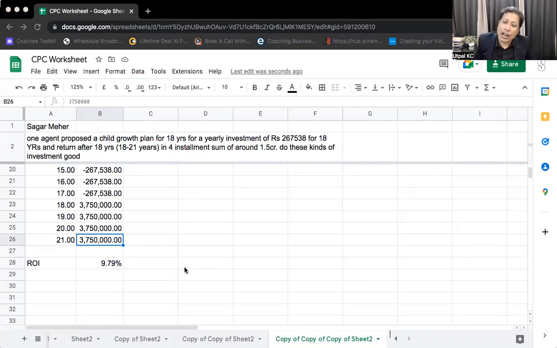Yeah, Radha Kanda, you can do XIRR also. You will get the same result, only 0.01% less. But the only thing is that in XIRR you have to type out all the dates one by one. That's the difference, and that's why we use IRR. You will get the same results.